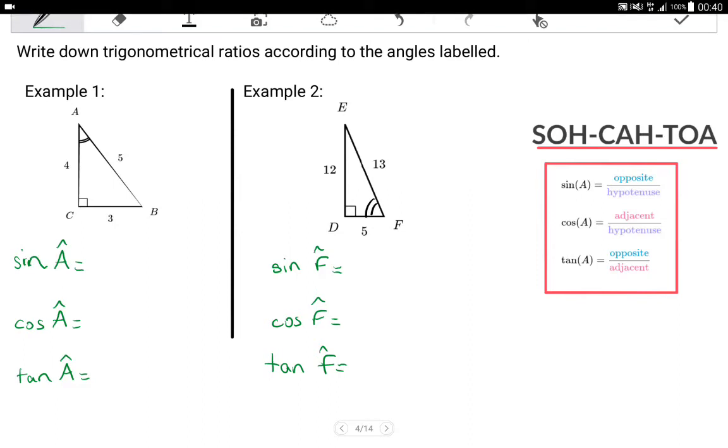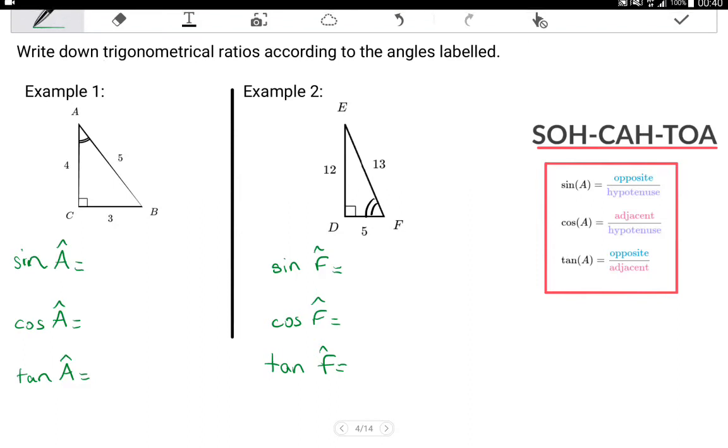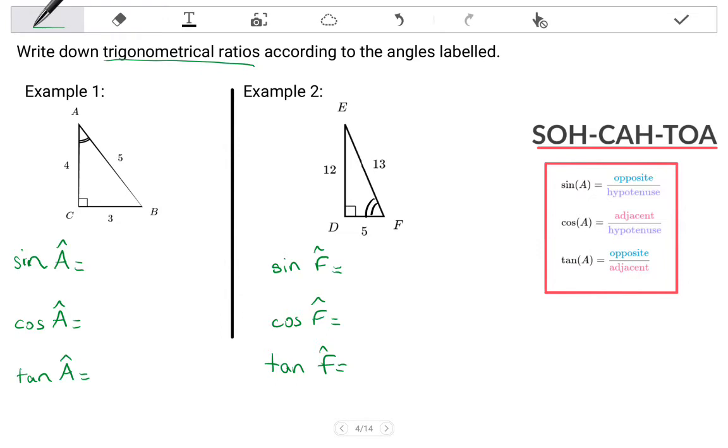In these examples, let's write down trigonometrical ratios according to the angles labeled in right-angled triangles. In example 1, there is the triangle ABC. We know the side lengths and the labeled angle is A. According to the angle A, let's identify the hypotenuse, adjacent side and opposite side.